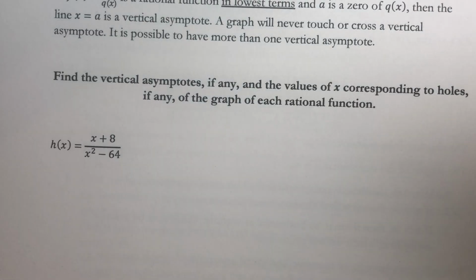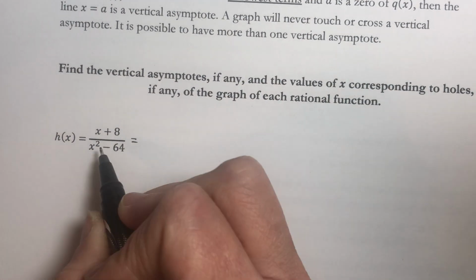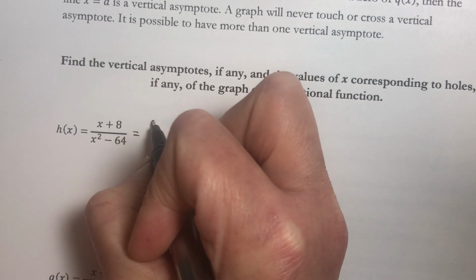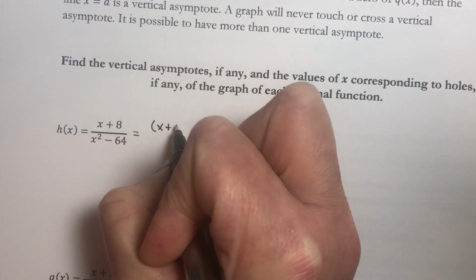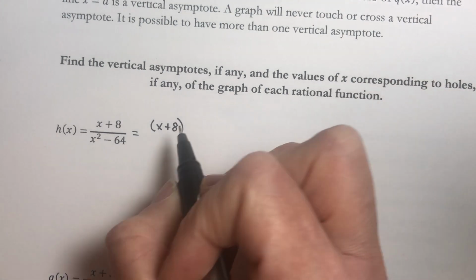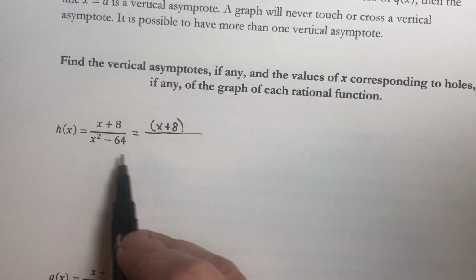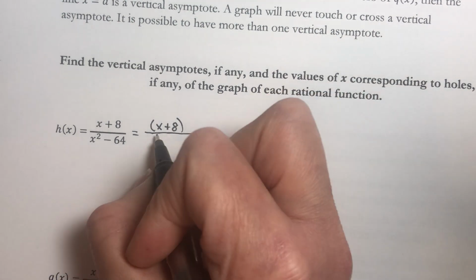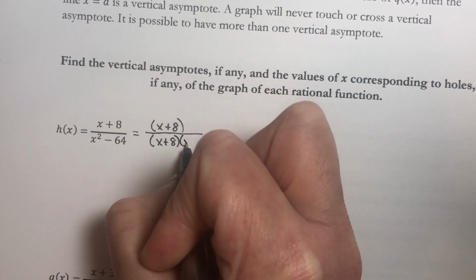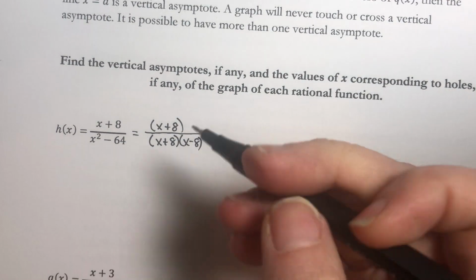Let's look right here. We need to see if this goes in lowest terms. Well, that means factoring everything. X plus 8 does not factor. I'm going to put it in parentheses because if it cancels out, it has to cancel out as a unit. Now this is over. I'm going to factor this. X squared minus 64 is a difference of squares, so it factors as x plus 8, x minus 8. And then this does reduce.